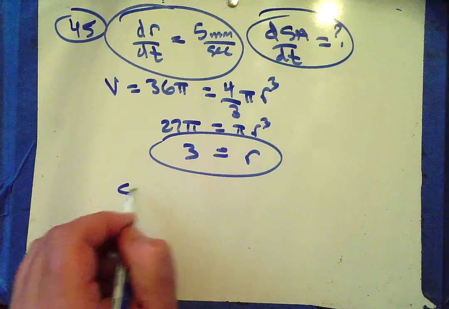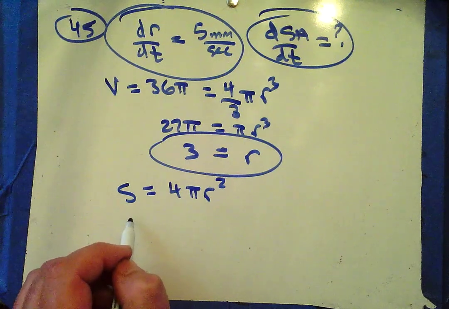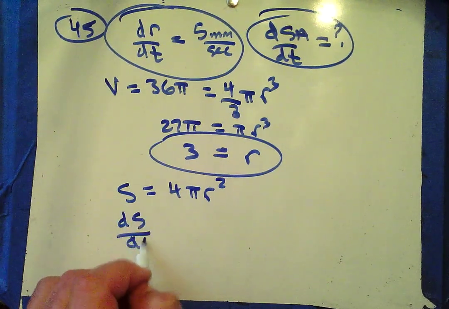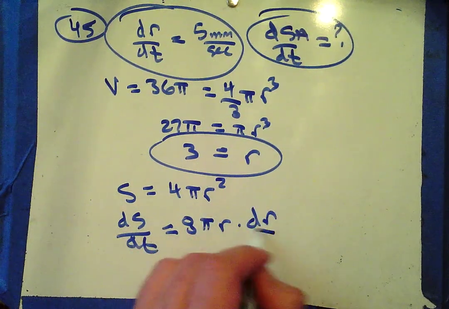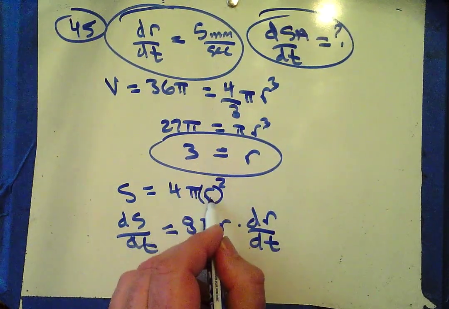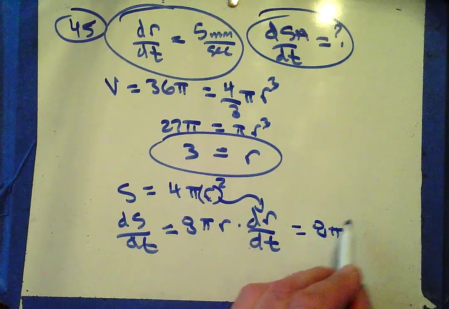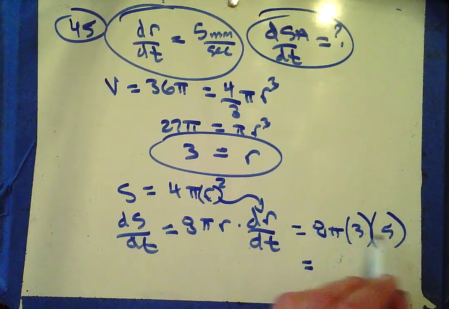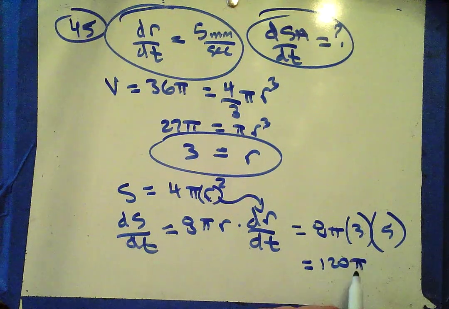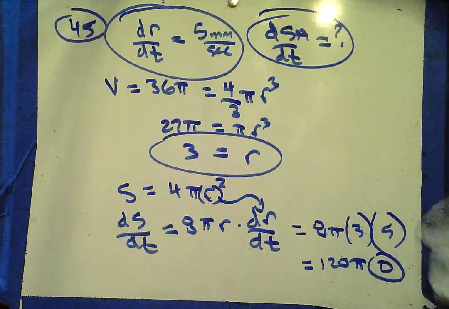So if I take the derivative of S, 4 pi r squared, I get dS/dt equals 8 pi r dr/dt. Don't forget to take the derivative of that side function with respect to time. We get 8 pi times 3 times 5. 40 times 3, 120 pi millimeters squared per second. I like choice D. And we're done.